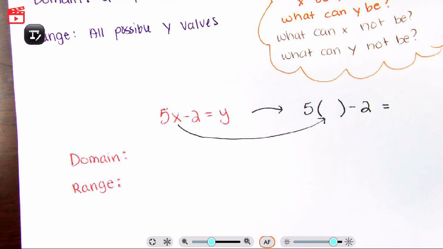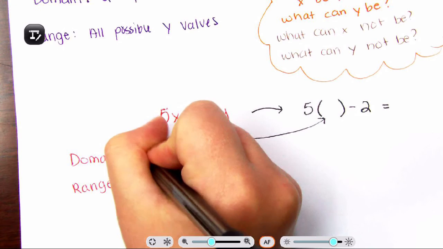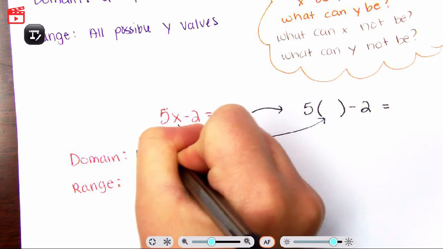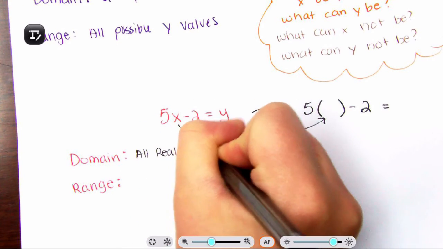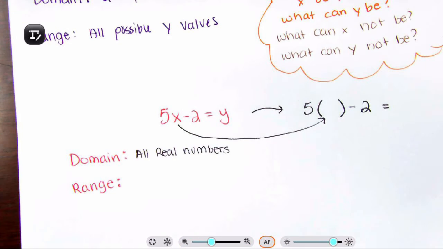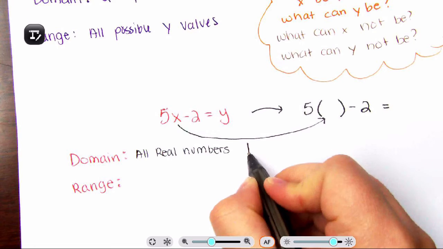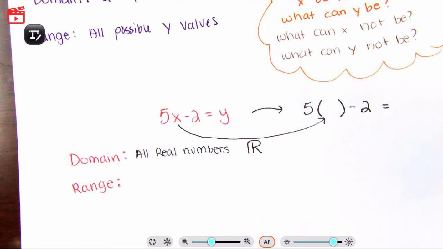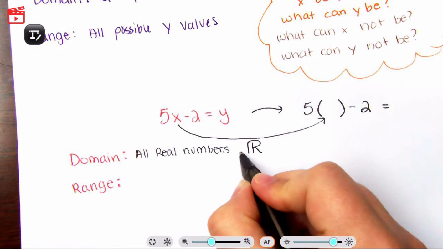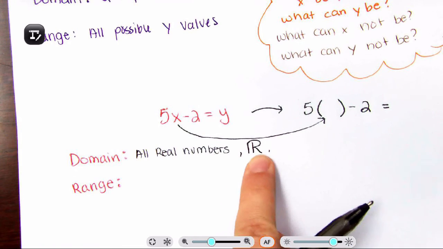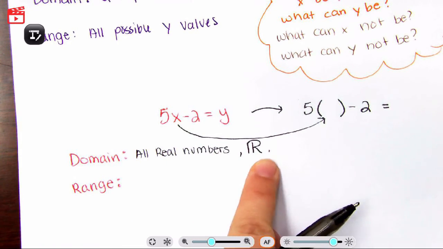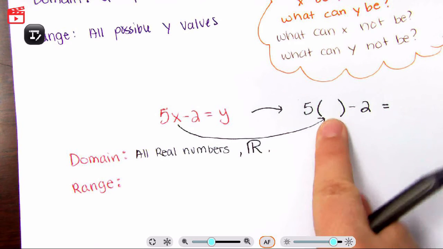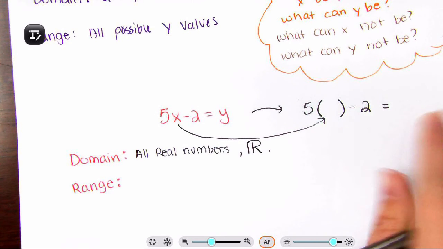So for the domain, for this example, what can x be? X can be all real numbers, or you can use a symbol like this. There's a line, then from the first line, you're going to draw R like this. This is the symbol for all real numbers. This is me writing it out. This is the symbol.